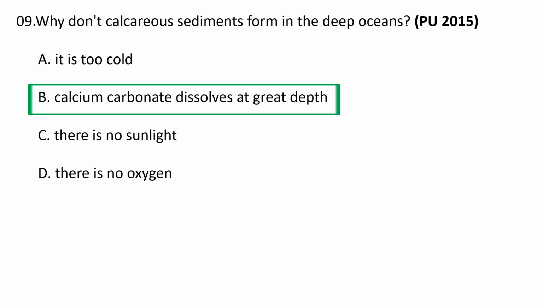Calcareous sediments, which are composed of calcium carbonate, do not form in the deep ocean because the conditions there, including high pressure and low temperatures, cause calcium carbonate to dissolve faster than it can accumulate. So that's why calcareous sediments do not form in the deep ocean.